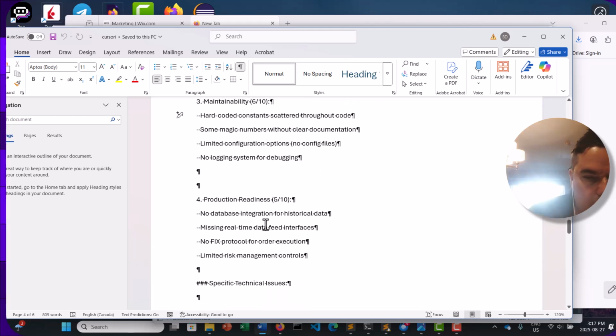Production readiness, no database integration. Again, same thing, no argument there. Missing real-time data feed. Again, you can add that quite easily to these implementations via AI. Fixed protocol for order execution.